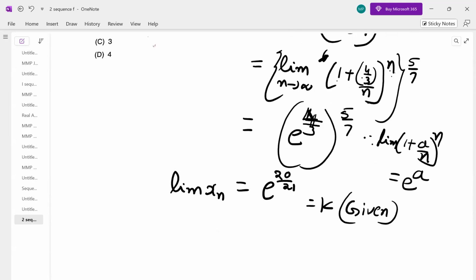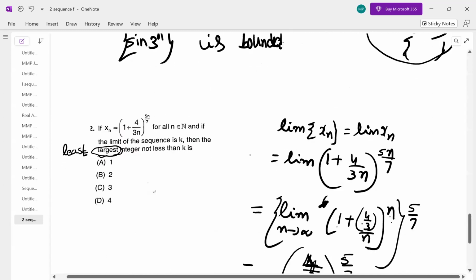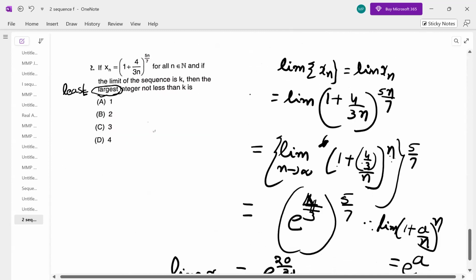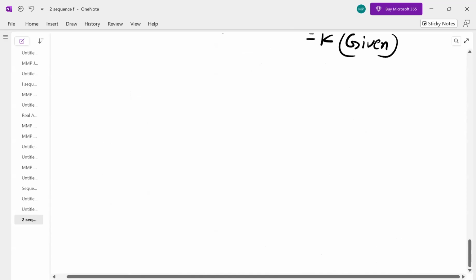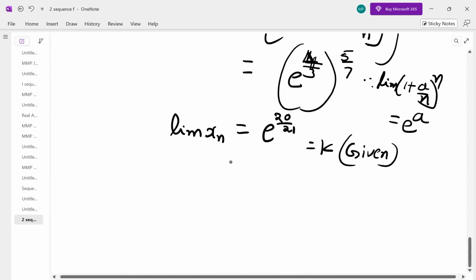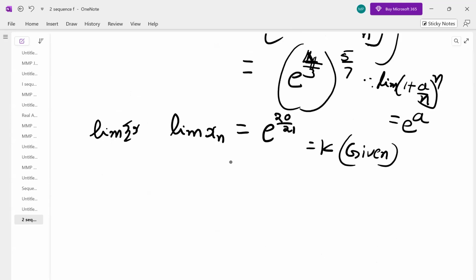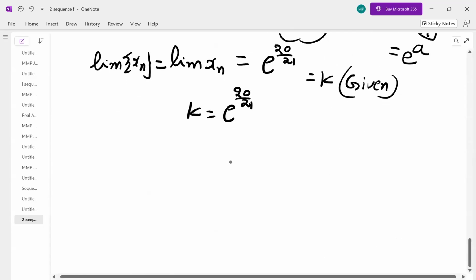You can see the limit of the sequence is k. So the limit of the sequence whose nth term is xn is k. The limit of the nth term is k. So k is equal to e to the power of 20 by 21. We are asked to find something, so we need to know what the value is.